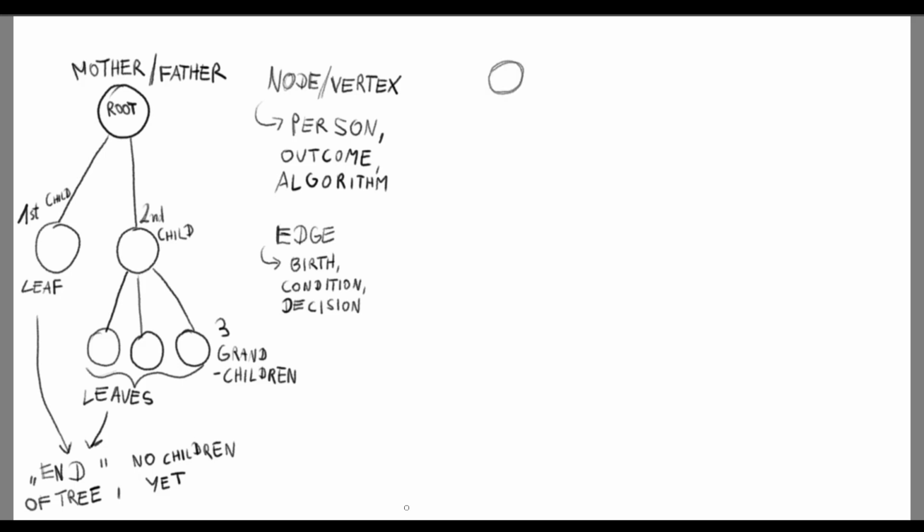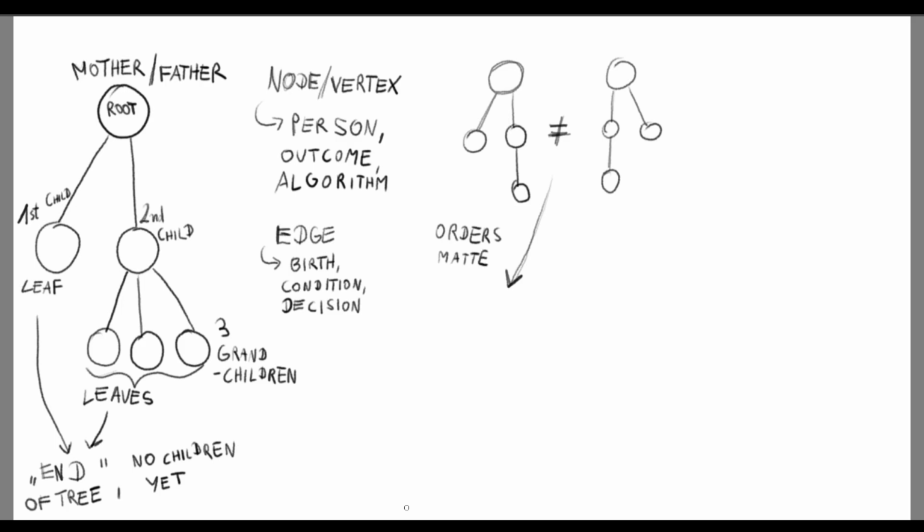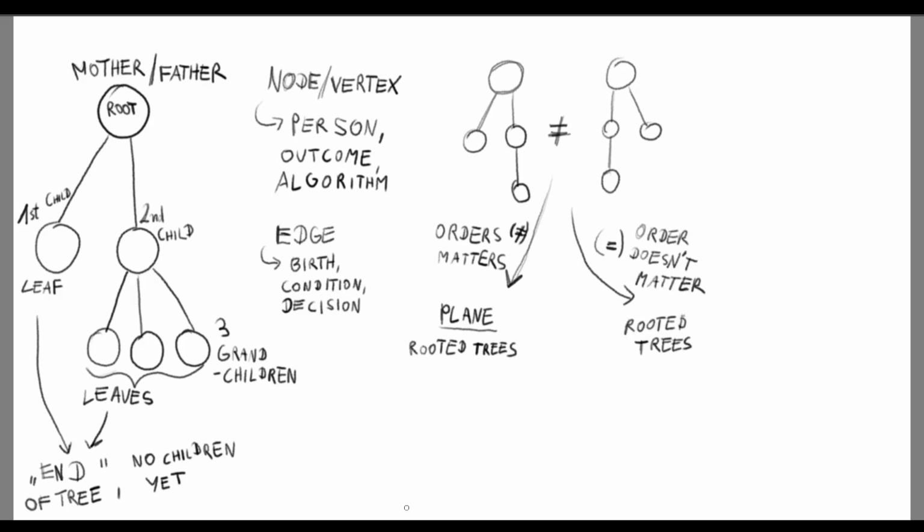The most important feature of this kind of trees is that the order does matter. So the left tree and the right tree are different. But if we don't care about the order, we slightly change the name and just call them rooted trees without the plane. But that is a topic for a different video. In this video, we only focus on the plane-rooted trees.